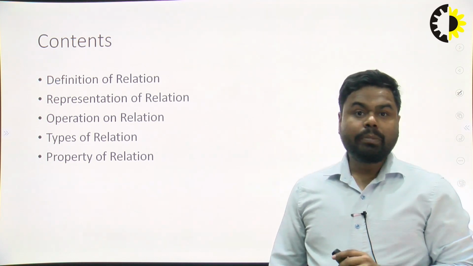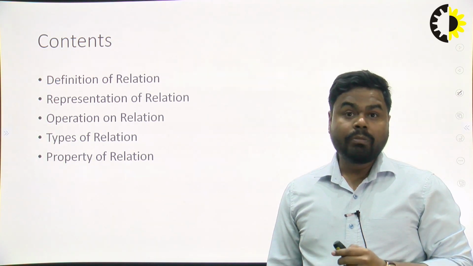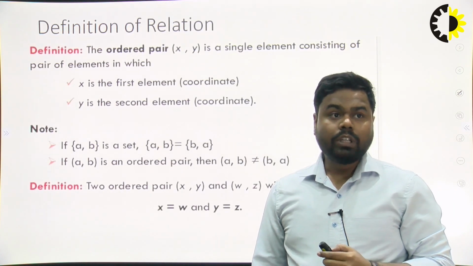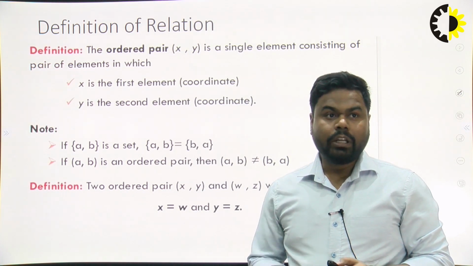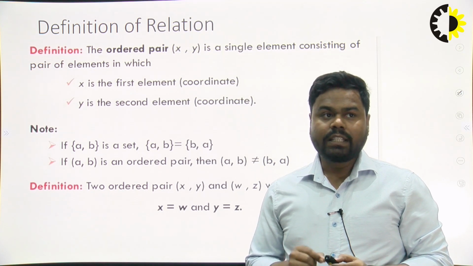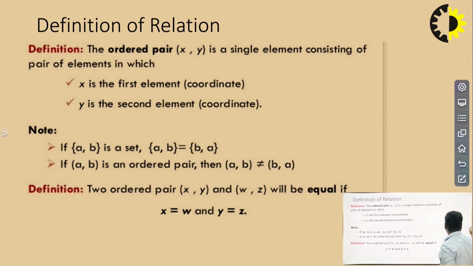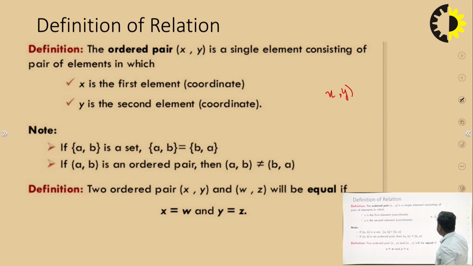In the previous lectures or videos, you have learned about sets. From there, the definition of relation comes. The definition of relation is: the ordered pair xy is a single element consisting of a pair of elements in which x is the first element and y is the second element. As you have learned in the ordered pair, x and y are the ordered pair.